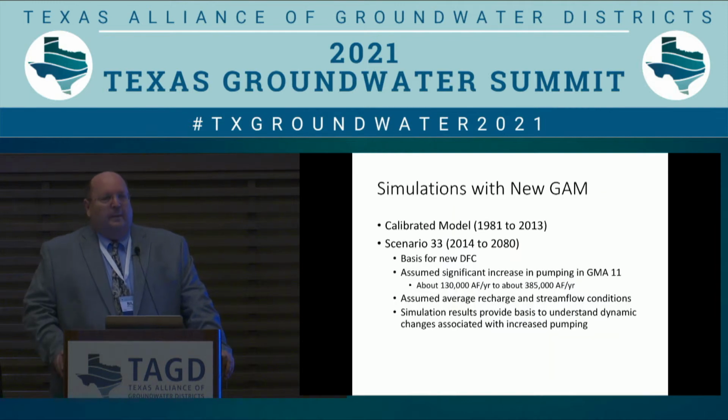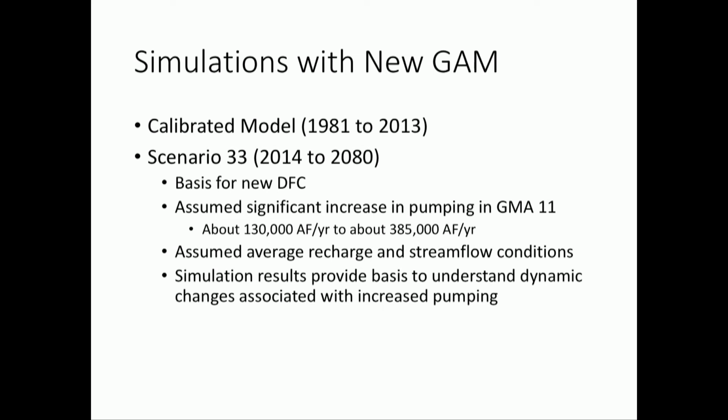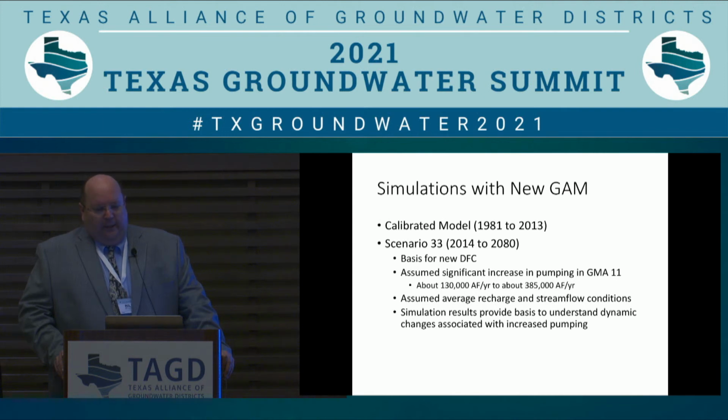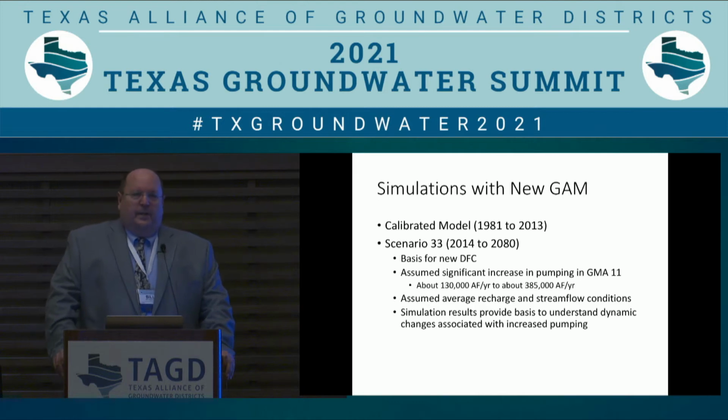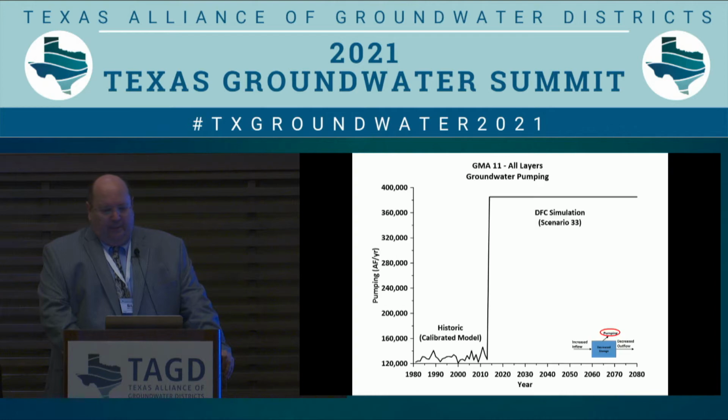So we want to look at that in a little bit more detail. For the DFC work, we use the calibrated model from 1981 to 2013. And then we have the basis for the new DFC, which we called Scenario 33, that ran from 2014 to 2080. And we assumed a very significant increase in pumping GMA-wide from about 130,000 acre feet to over 380,000 acre feet. And it's these simulations that provide the basis to understand the impacts associated with that increased pumping.